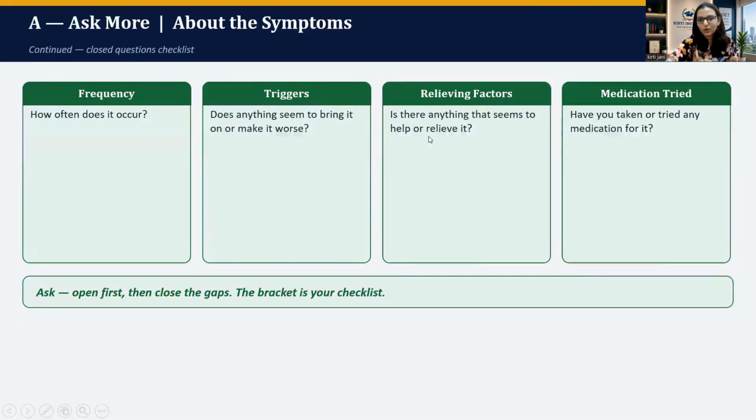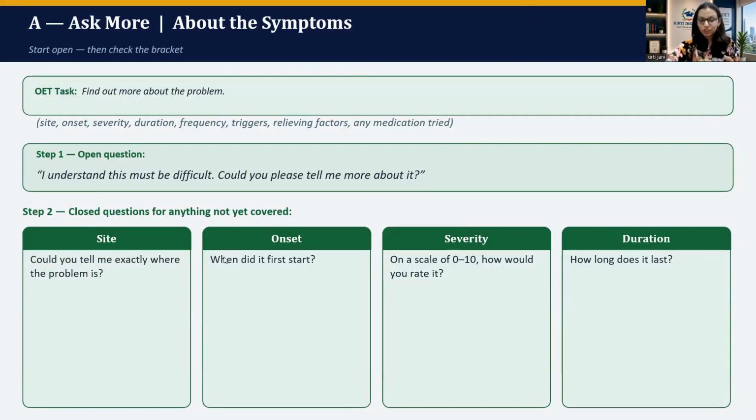Okay, as you can see here. First of all, the site. Could you please tell me where exactly the problem is? And when the patient responds, you write down on your card or on the piece of paper you will be provided. Suppose the patient says on left side, write down left. All right. When did it first start? You're asking for onset. Write down the answer over there.